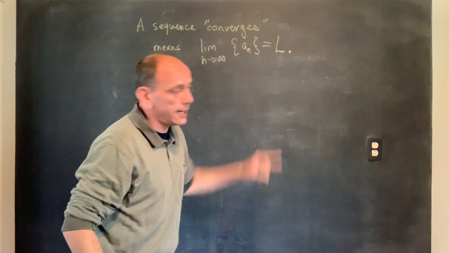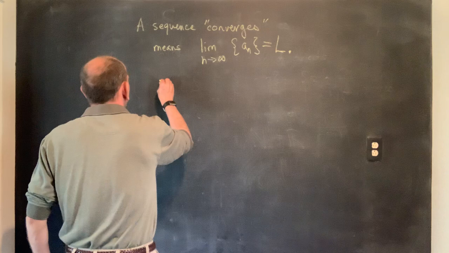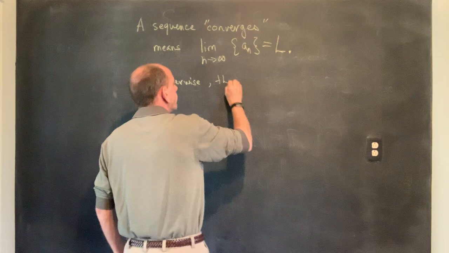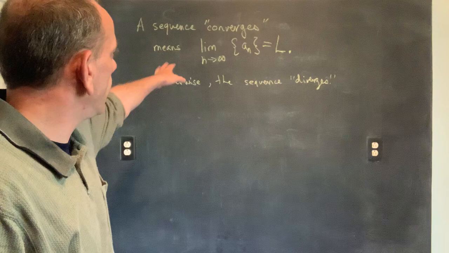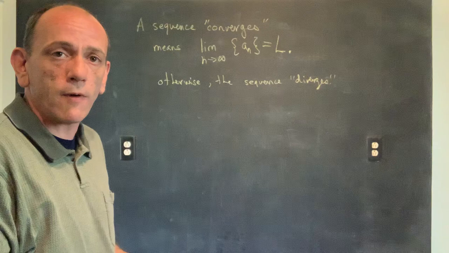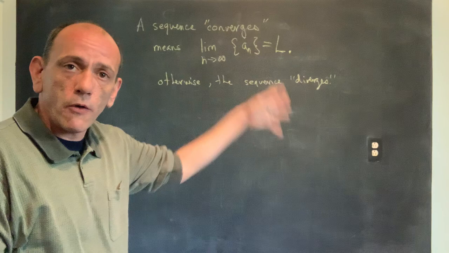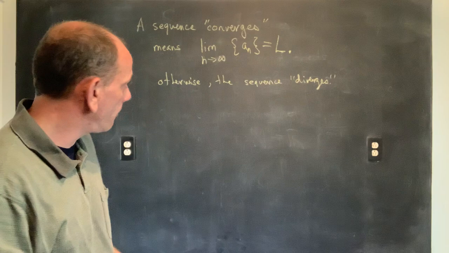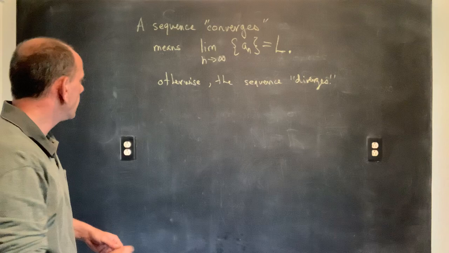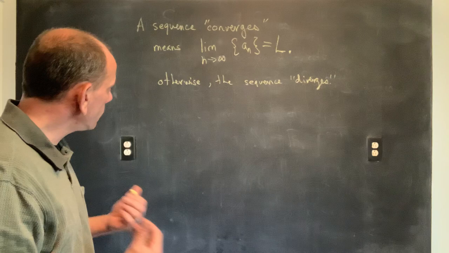Otherwise, the sequence diverges. If the sequence diverges, that means the limit either doesn't exist, maybe it oscillates back and forth between some values, or maybe it blows up to positive infinity or negative infinity, in which case it's not some finite number. So a sequence can diverge if the limit fails to exist or if it's not some finite number. If it does exist and it is some finite number, then we say that the sequence converges, that the terms are getting closer and closer to some value. So that's what it means for a sequence to converge.